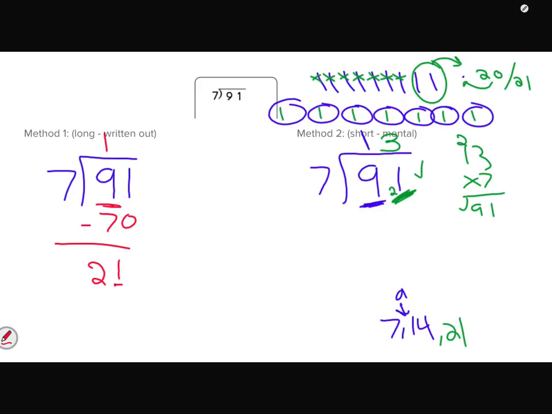Again, a lot of times kids just look at this 2 or this 1. You have to look at place value. I'm in the ones place, so I need to look at my ones. However, I can't forget that I have those 2 tens that I've regrouped, and now I have 21 ones. And I've given away 3 groups because I know that that equals 21, and I don't have a remainder.